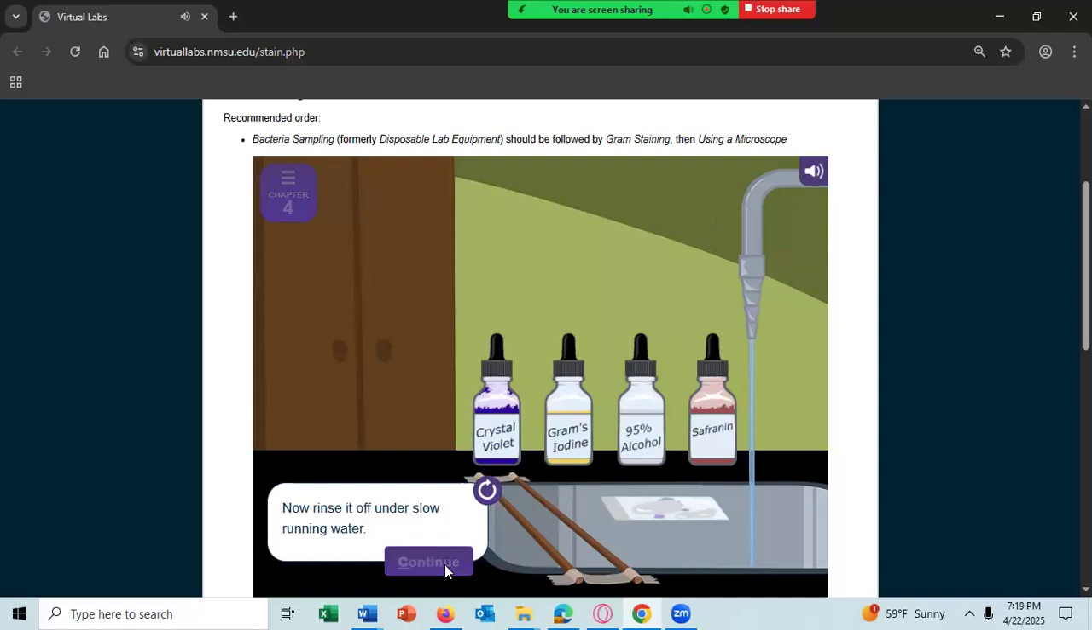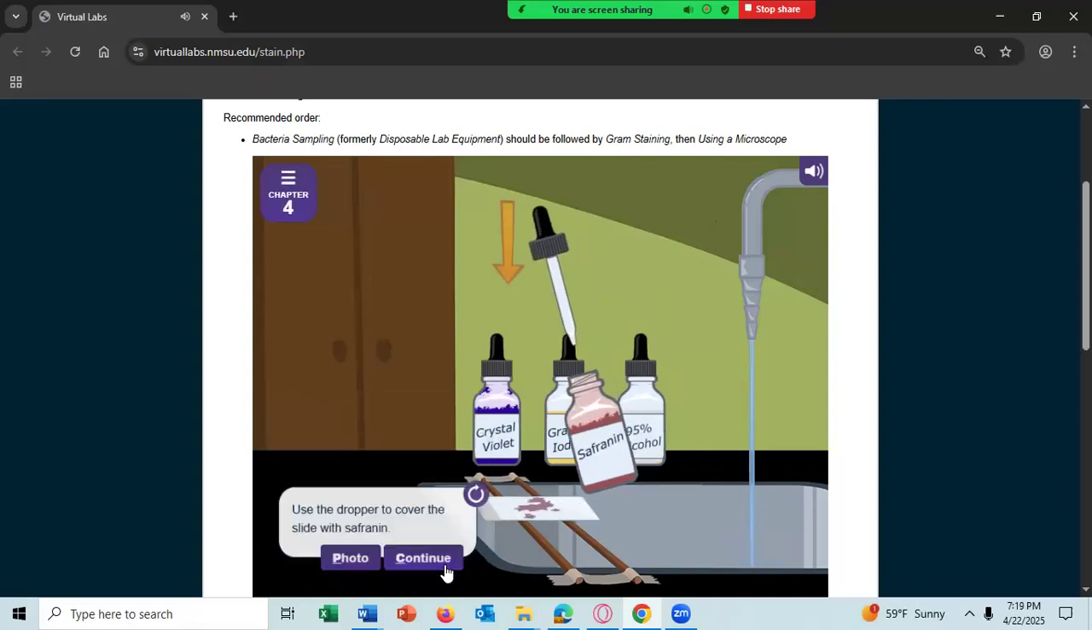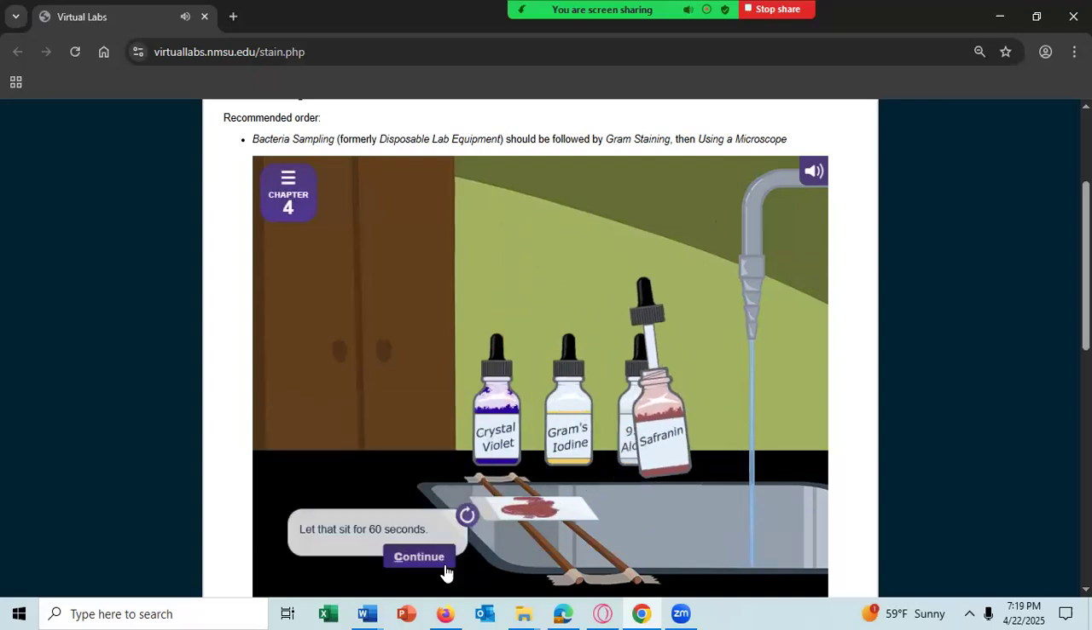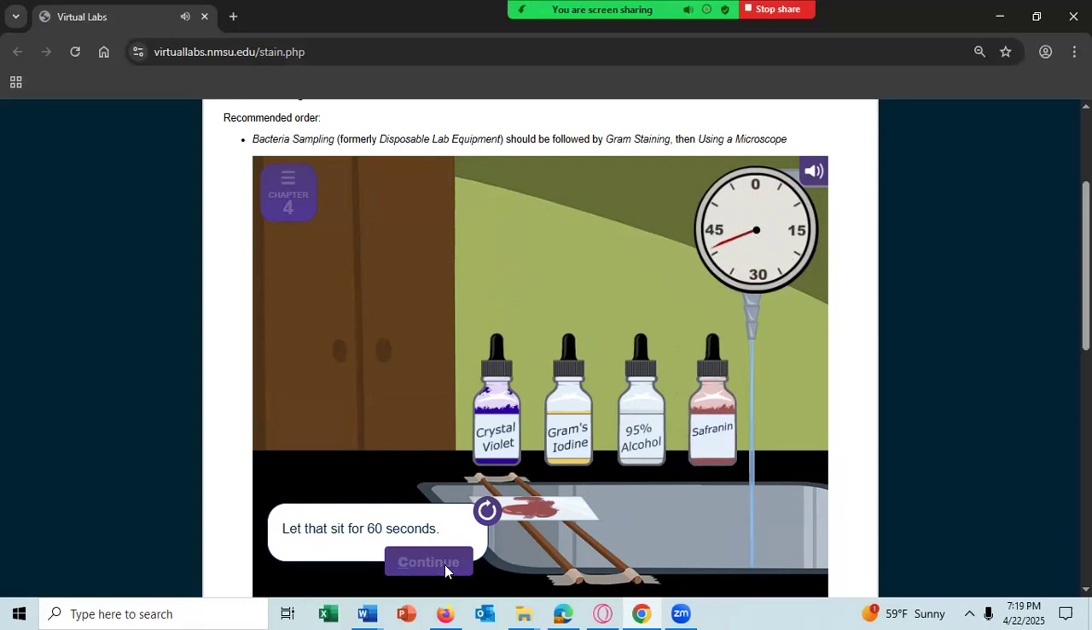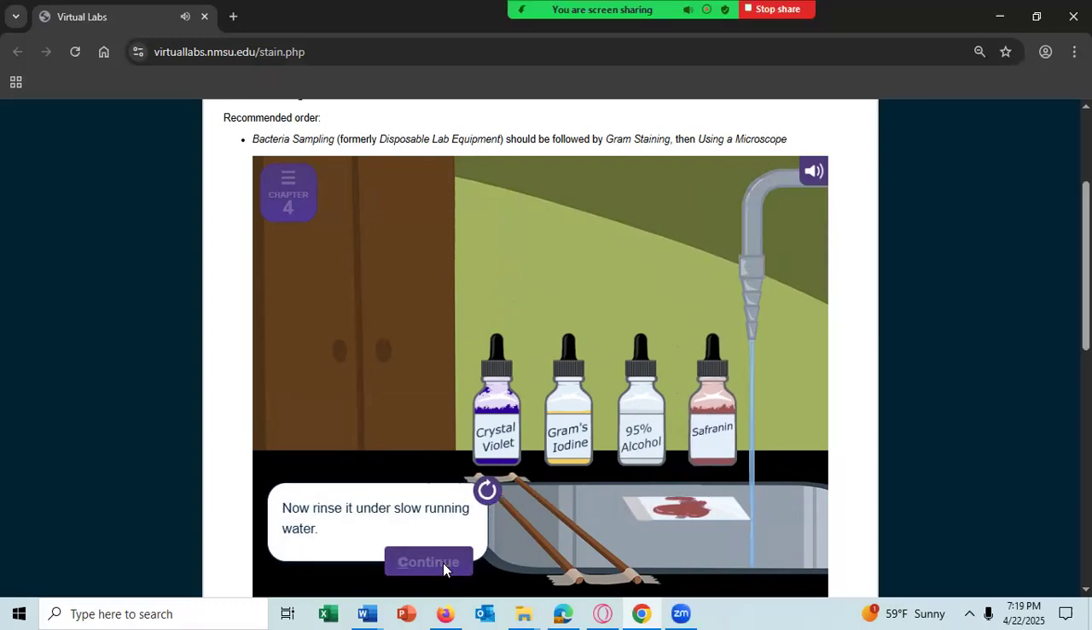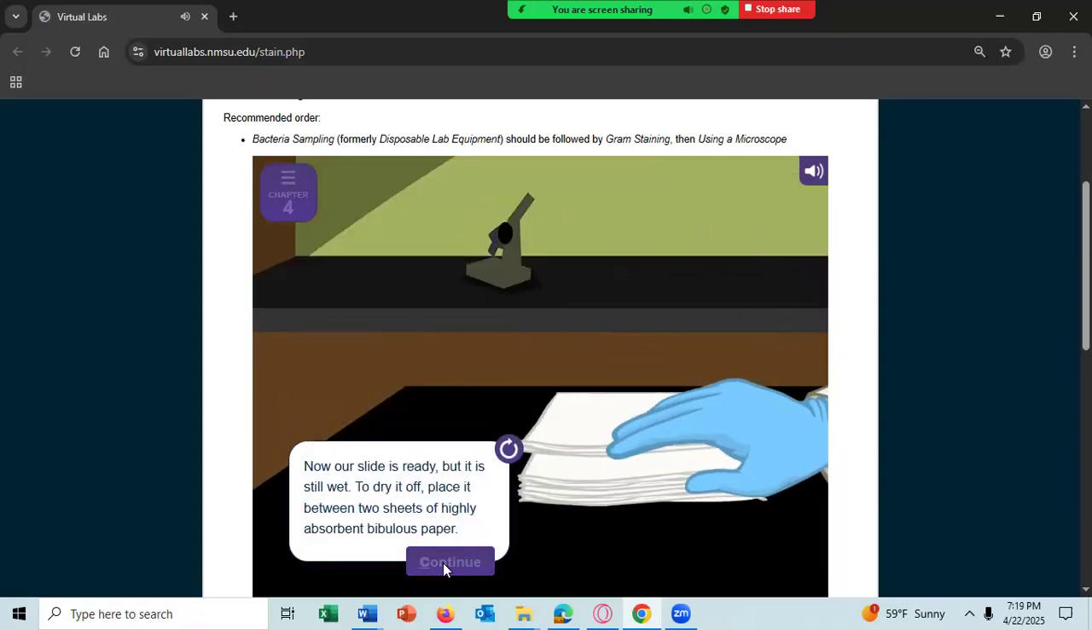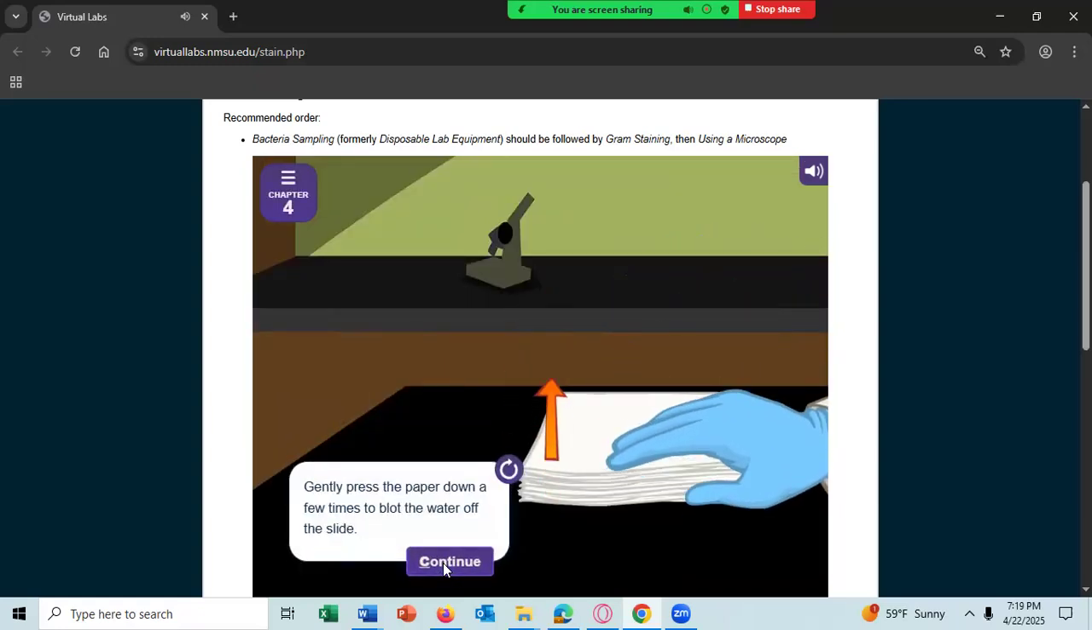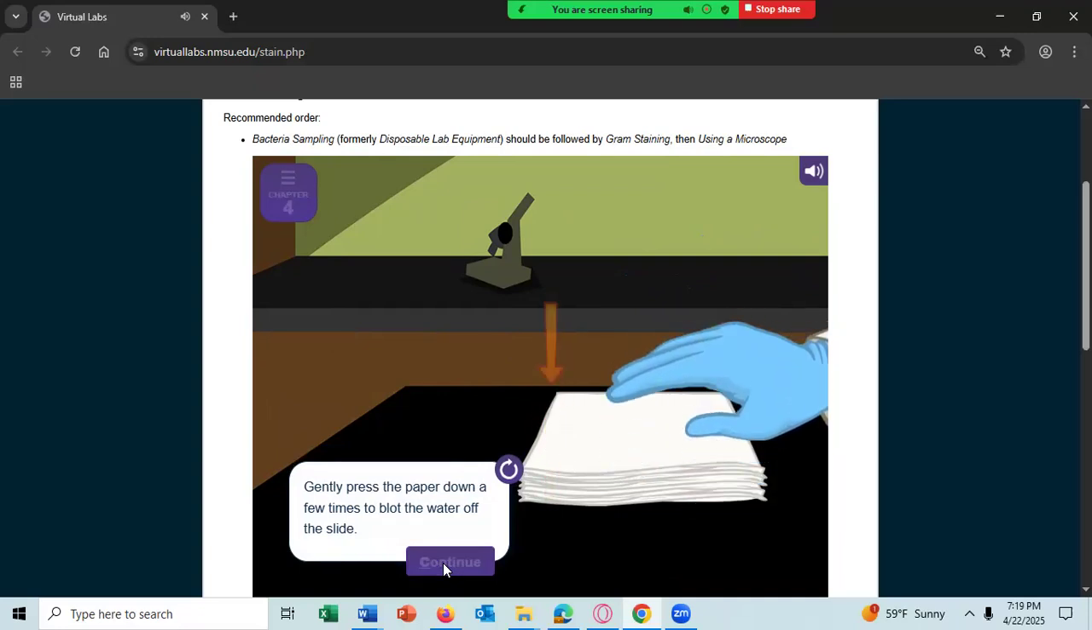Now, rinse it off under slow running water. All right, now use the dropper to cover the slide. Let that sit for 60 seconds. Now, rinse it under slow running water. Now our slide is ready, but gently press the paper down a few times to blot the water off the slide.